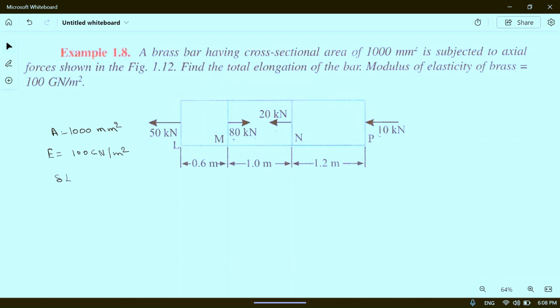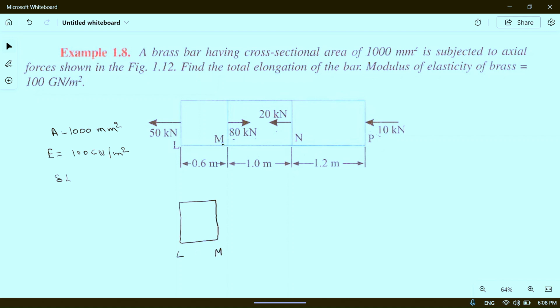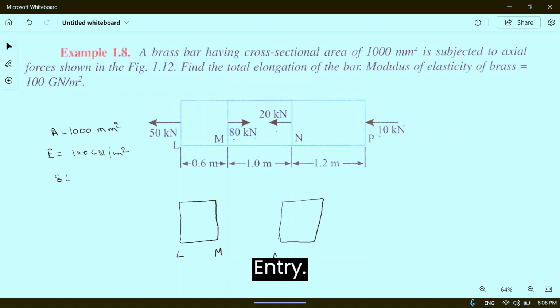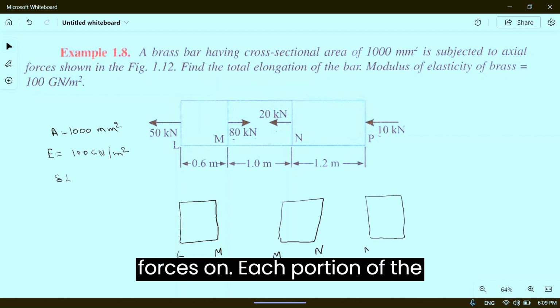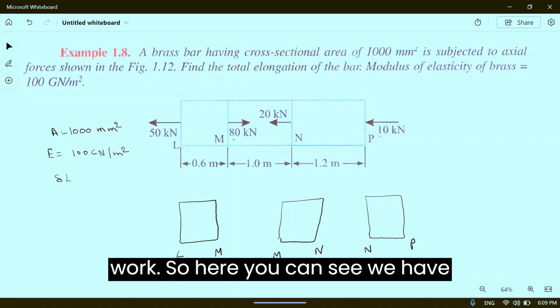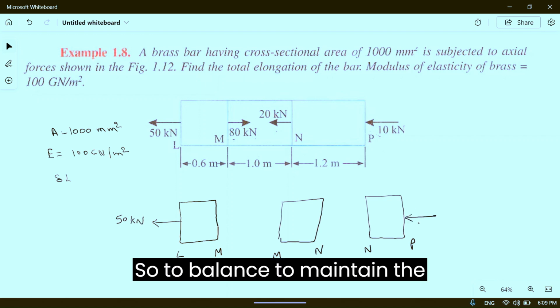Okay, we will draw free body diagram of these three parts. This is LM, see here LM. Then we will draw MN portion here. Then NP. This is NP. So we will try to calculate forces on each portion of the bar. So here you can see we have 50 kilonewton. Here we have 10.